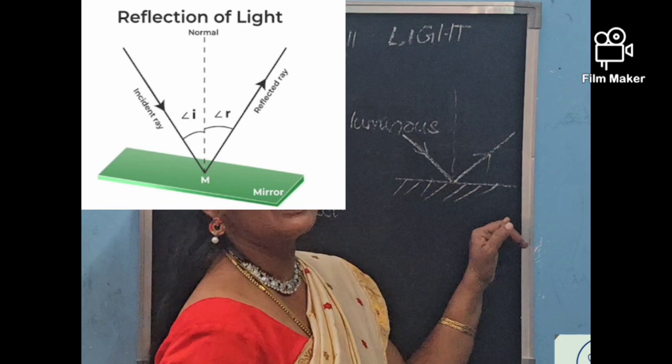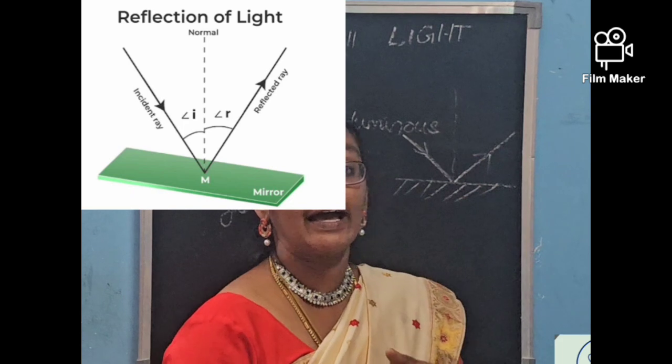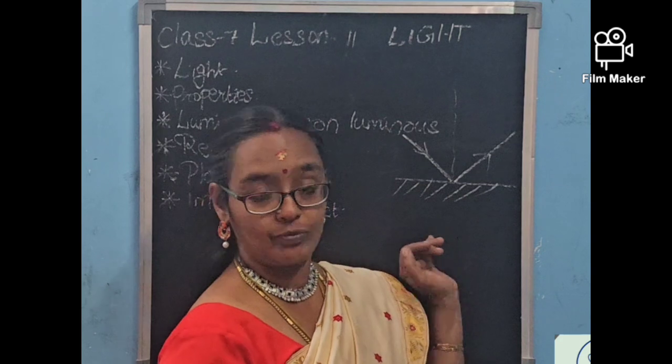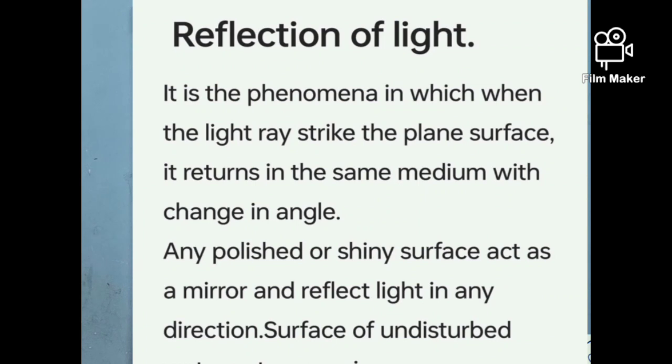In which medium is it traveling? Both are traveling in the same medium, but the direction of the light is different for the reflected ray than that of the incident ray. So what is reflection? Reflection is the phenomenon in which light rays strike a plane surface and return in the same medium with a change in angle.